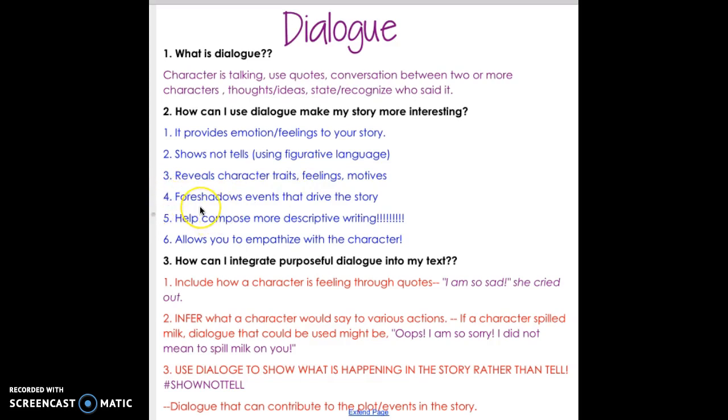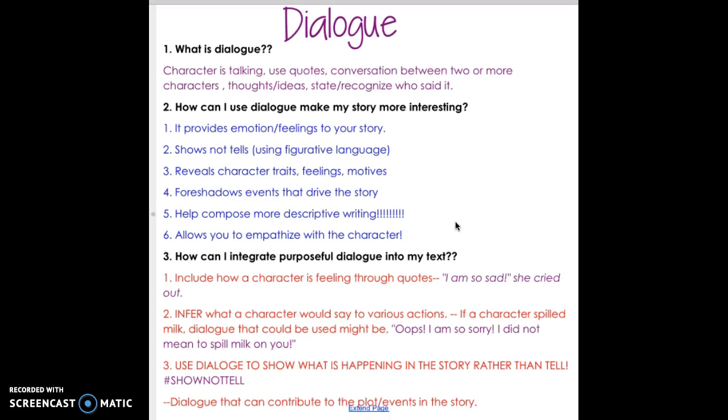Okay. And so it foreshadows events that drive the story, so it helps drive the plot. It helps compose more descriptive writing, which is a big one, okay? And then finally, it allows you to empathize with the character. It allows you to see more of the character and their feelings, their emotions, their actions, okay?